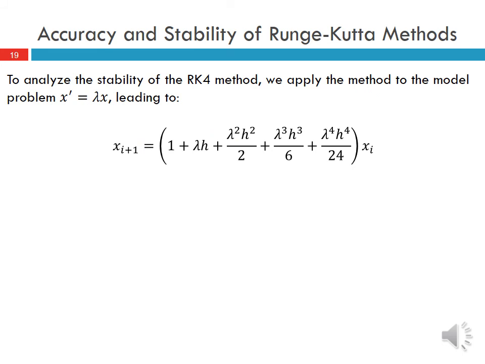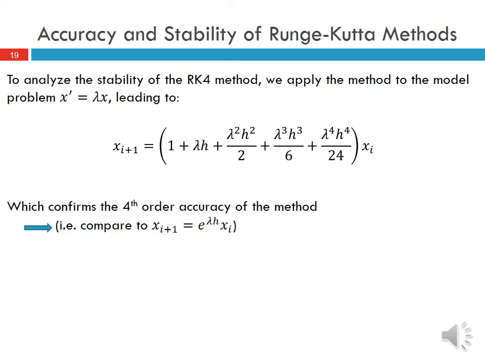Now, to analyze the stability of the RK4 method, we apply it to the model problem x prime equals lambda x, which leads to the expression shown here. So you can see this is our sigma. You can see that we match e to the power lambda h all the way up to the lambda to the 4 h to the 4 over 4 factorial term, which confirms the fourth order accuracy of the method.